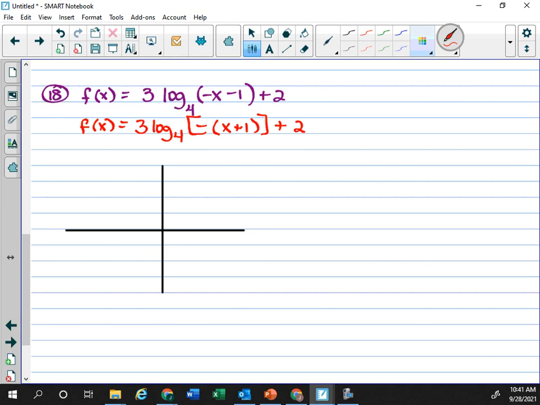Because looking at the red one, am I going left or right? Left. In the original equation, it looks like it's a shift right. It's not, though. You have to write it in that factored form.